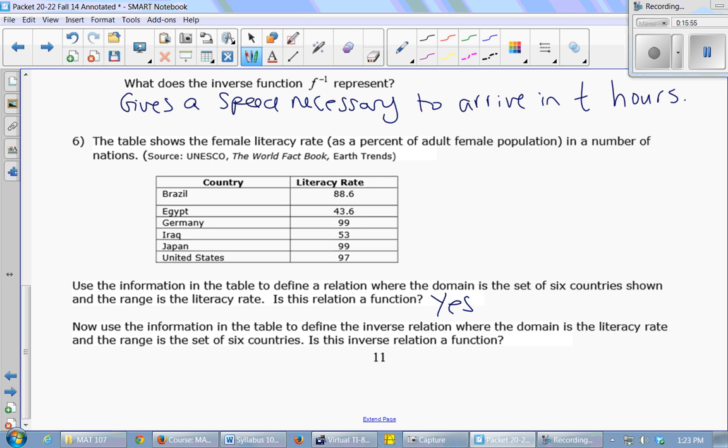All right, but what if I defined it the other way? What if I used the literacy rates as the input and the country as the output? It's not a function. Why not? Japan and Germany both have 99, so if I try to input 99, if you think of this as a database, it's going to return an error, right? It's going to say, I don't know which country you want me to say. So this is a no, because 99 goes to 2 different things, right? 99 goes to Germany and Japan. 1 input, 2 different outputs. That makes it not a function.